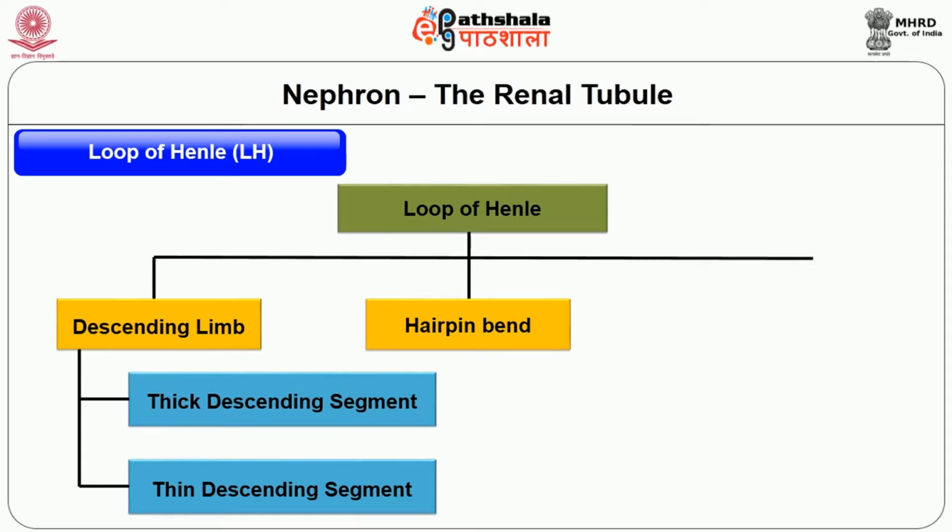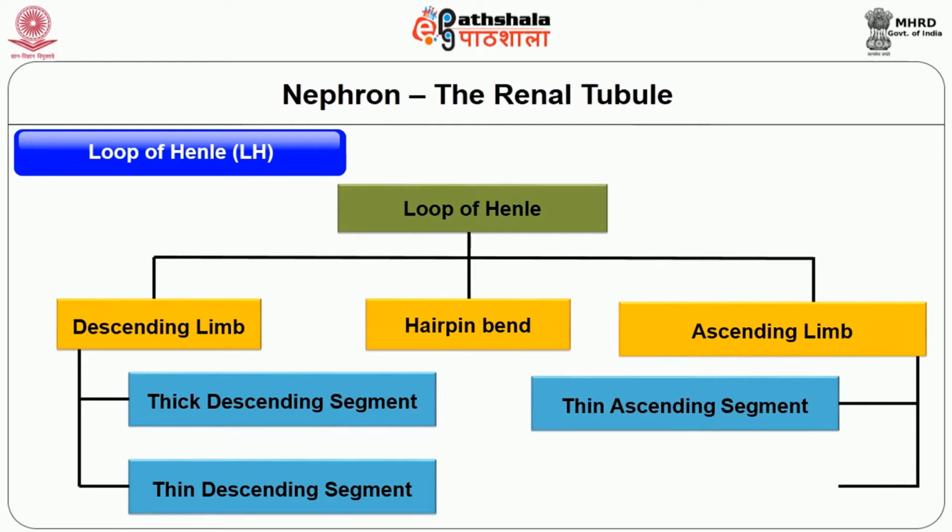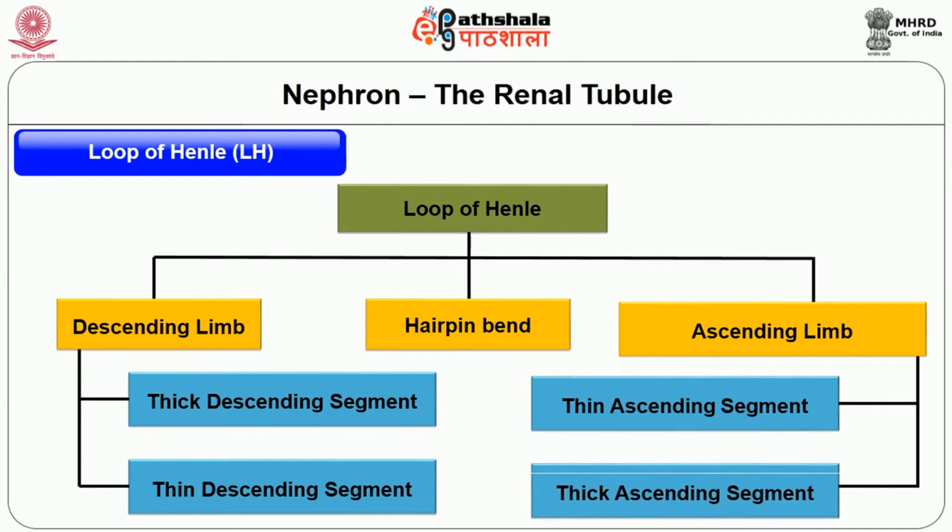It is formed by flattened epithelial cells without brush border and is continued as the ascending limb of the loop of Henle. The ascending limb or segment of the loop of Henle has two parts, thin ascending segment and thick ascending segment. The thin ascending segment is the continuation of the hairpin bend. It is also lined by flattened epithelial cells without brush border.